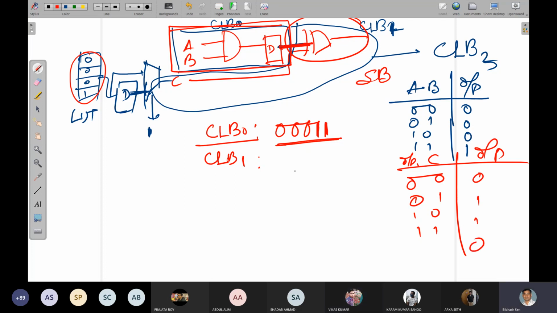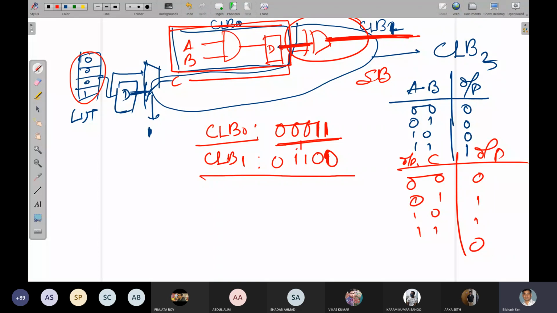So tell me the CLB configuration: 0 1 1 0 0 1 0 1 1 1 0 0 1 1 0 1 and 0. It is 0, sir, because it is a combinational output. Correct. So it is combinational. Okay, so this is CLB1.